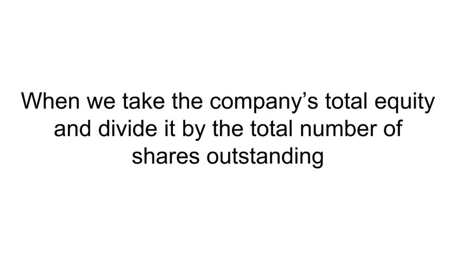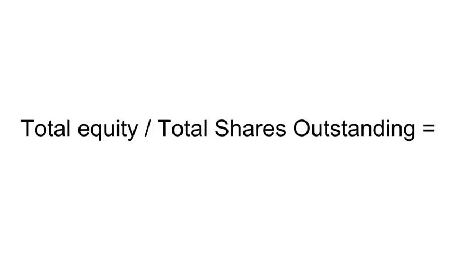This term simply means equity per share. When we take the company's total equity and divide it by the total number of shares outstanding, we get the book value, or equity per share. Total equity divided by total shares outstanding equals book value.